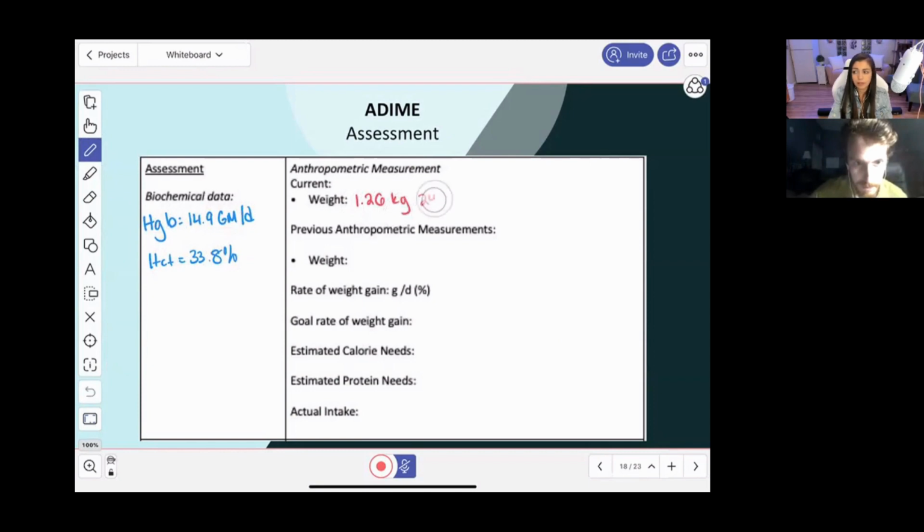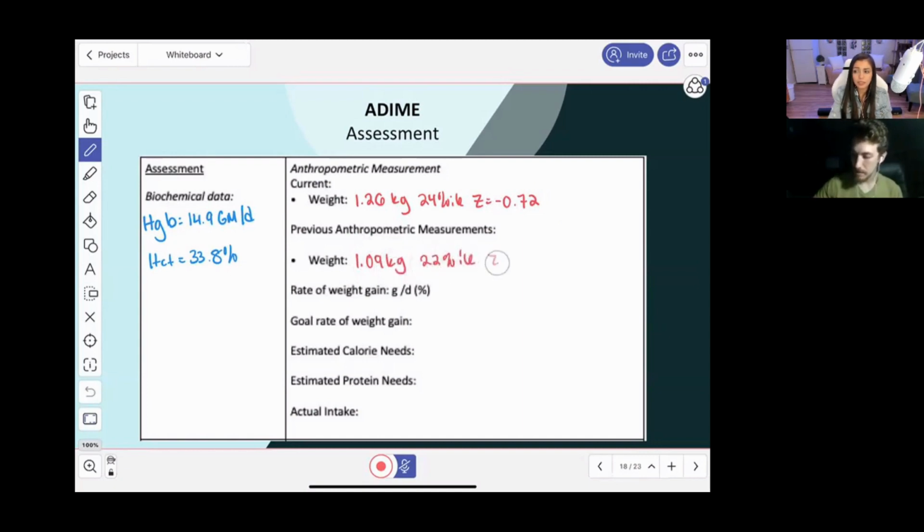And it was at the 24th percentile. And a z-score of negative 0.72. Previously, then we had our previous weight. Previously we were at 1.09, 22nd percentile. Z-score of negative 0.78. And the rate of weight gain, we were at approximately 19 grams per kilogram per day. And we're doing per kilogram because that's just how the normative data is for infants of this age range.